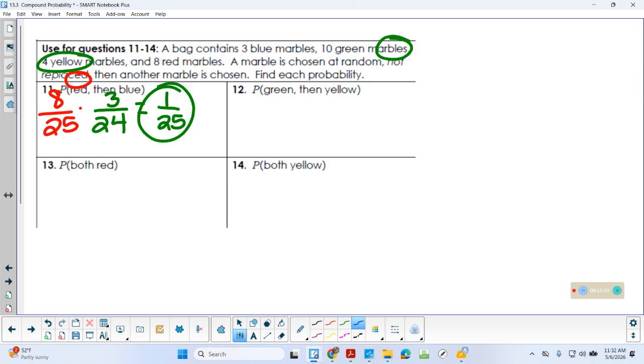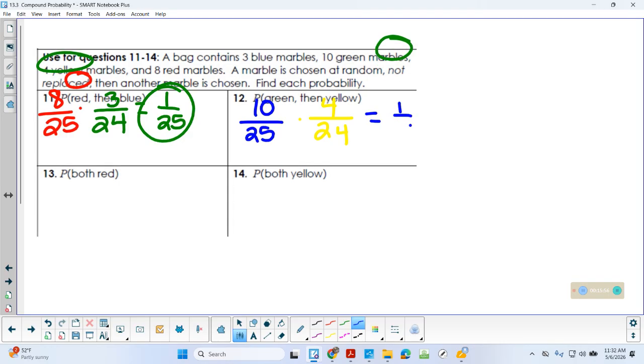Okay, so same type of thing. I'm going to start with the green. There's 25, of course. How many total green ones are in the bag to pick from? 10. I know the yellow doesn't show up great, but let's do it. No, we didn't replace that, so you're down to 24. How many yellow marbles are there to pick from? 4. All right, you do all the math, multiply it, reduce it. You end up with 1 out of 15.